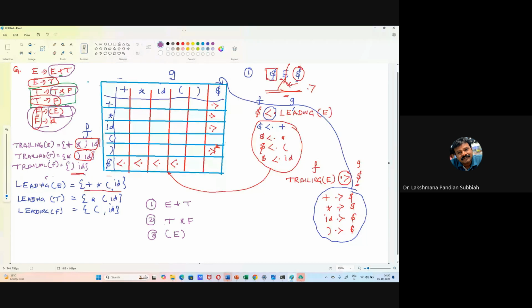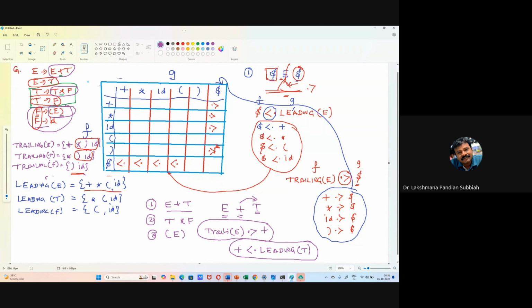Now in that E plus T, concentrate on the terminal plus. For this plus, what is the previous symbol? It is the back end of E, so the trailing of E. Trailing of E is having higher precedence than this plus. One relation we are getting now. Similarly, after plus we have one symbol, that is leading of T. So for this plus, the next coming symbol is having higher precedence, that is leading of T. Leading of T is the next symbol for this plus, right? So this is one set of relation, and this is another set of relation.